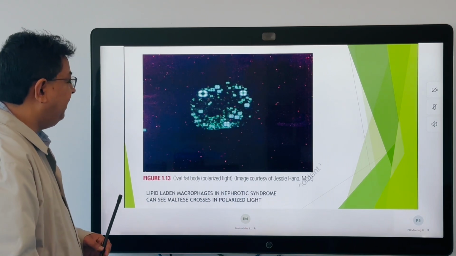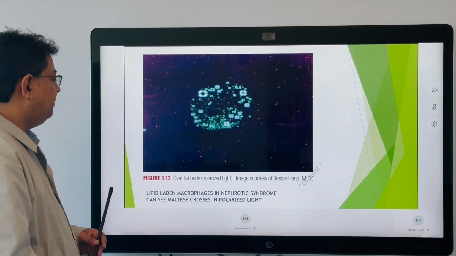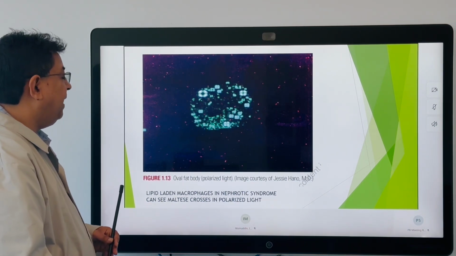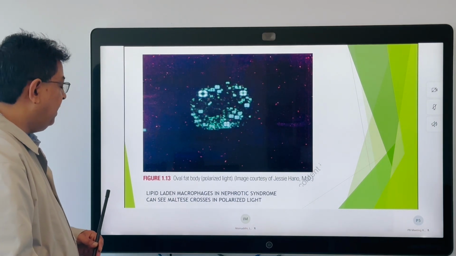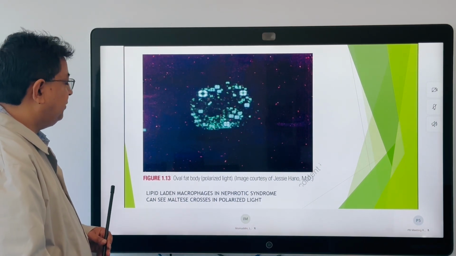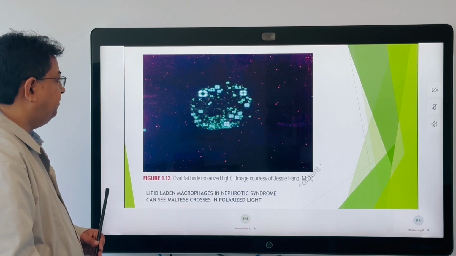This is an oval fat body, which is lipid-laden macrophages in nephrotic syndrome, and you can see the Maltese crosses in polarized light.